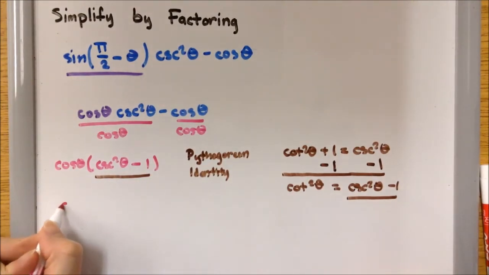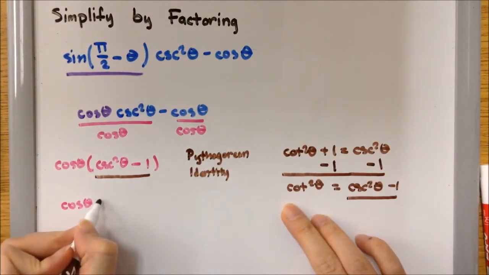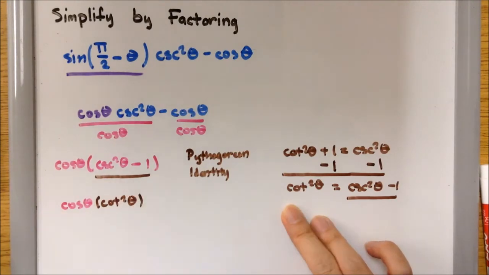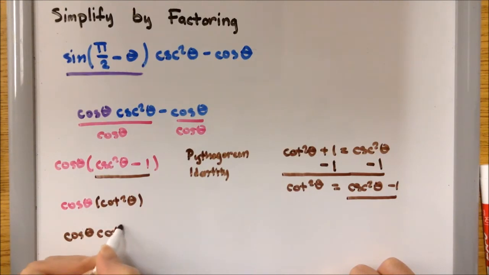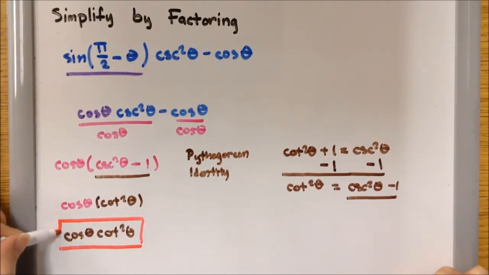So I'm still going to have cosine theta times cotangent squared theta. Now when you have something like that, I can just drop the parenthesis and it will simplify into cosine theta cotangent squared theta. And that's where you can stop. So I would box this up. And that would be your final answer.